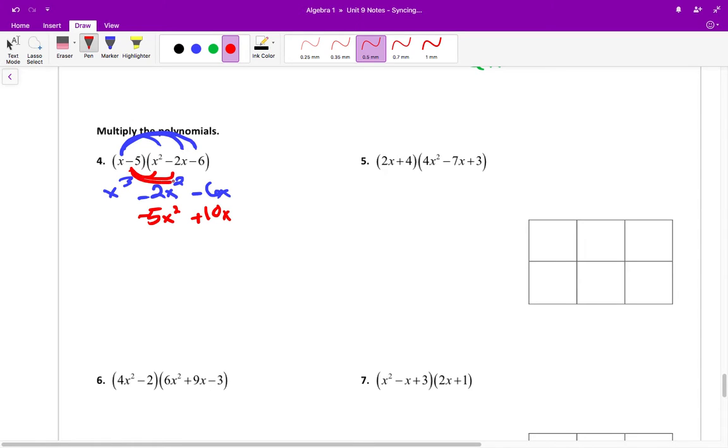And then take negative 5 multiplied by negative 6 is a plus 30. And what's kind of nice about doing that is now you've got stuff that you can combine together and it's all lined up. You just add going straight down.